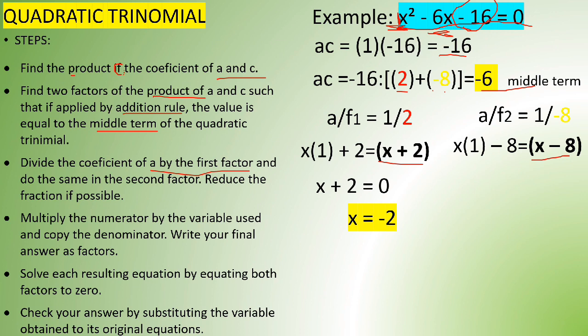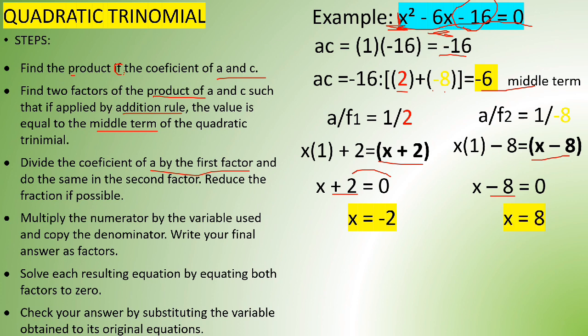Then, to isolate x, i-transpose natin si positive 2 over equal sign. Kaya meron tayong x is equal to negative 2. Bakit naging negative? Kasi pag naglipat tayo ng number sa kabila ng equal sign, papalitan natin ang sign. Kaya from positive, naging negative na siya. Next ay x minus 8 is equal to 0. So, the same step, ililipat natin si negative 8 sa kabila ng equal sign. Si negative 8 ay magiging positive 8.